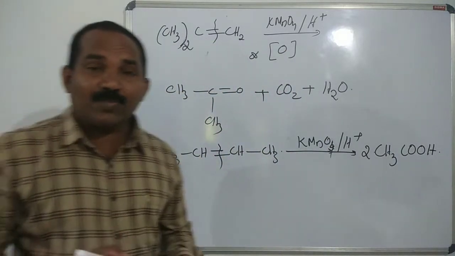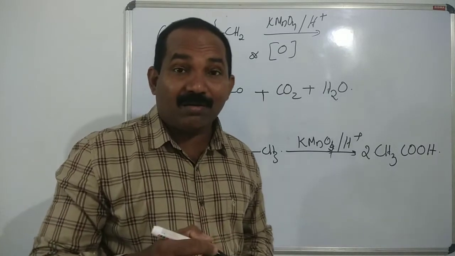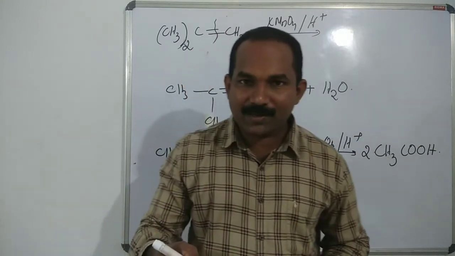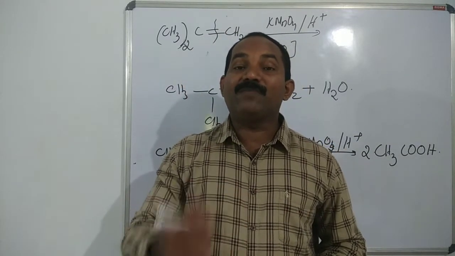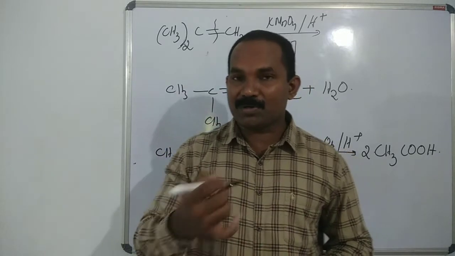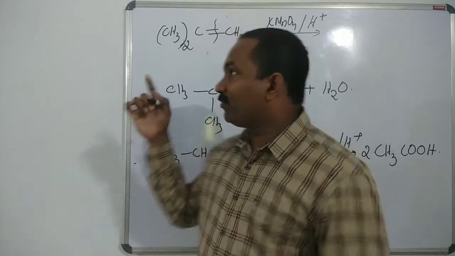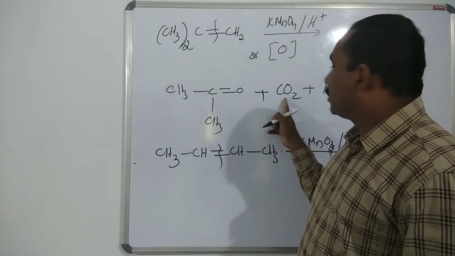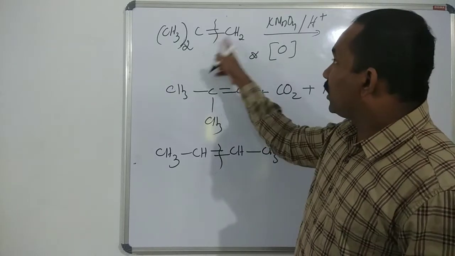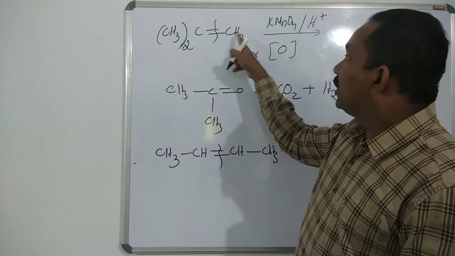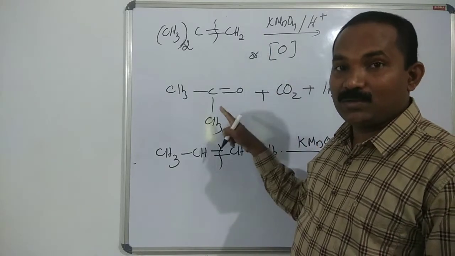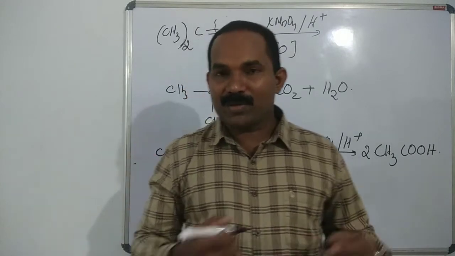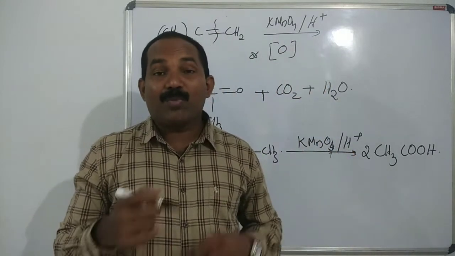CH3COOH. So depending upon the structure of the alkene, we get different products. That's a very important thing. If the structure is like this, we get ketone and carbon dioxide. Here one more CH3 is there, CH3, we get acid. So depending upon the structure, we get different products. You remember that. Next is polymerization.